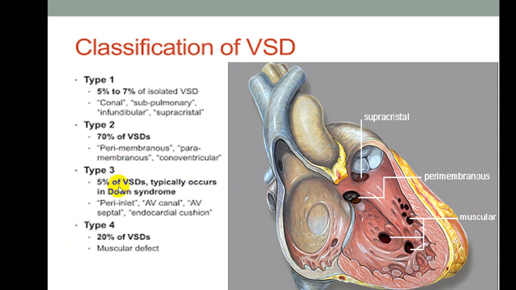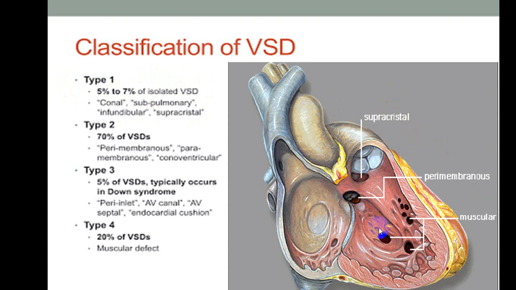While inlet variety or endocardial cushion defects and isolated VSD, which is infundibular variety, account for 5%. So these two are less common. The most common is perimembranous variety. This is a perimembranous variety. This is muscular variety, and this is supracrystal. Supracrystal is what we call isolated or infundibular, which is close to the infundibulum.